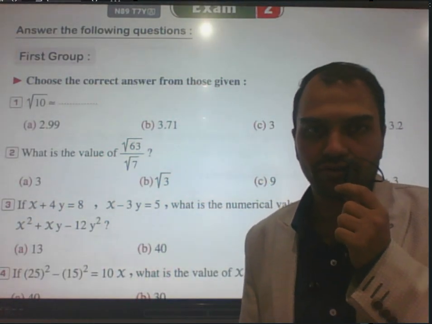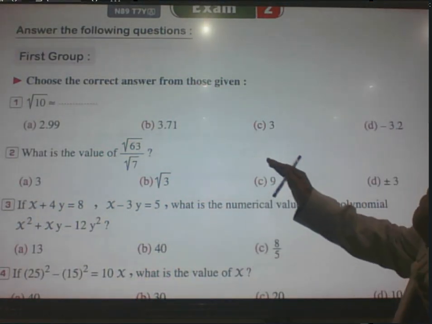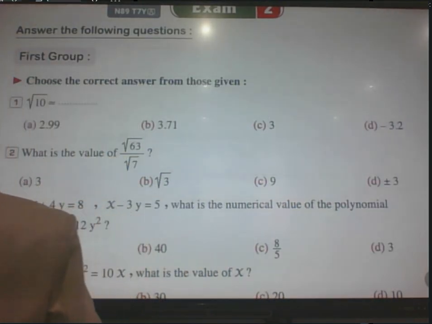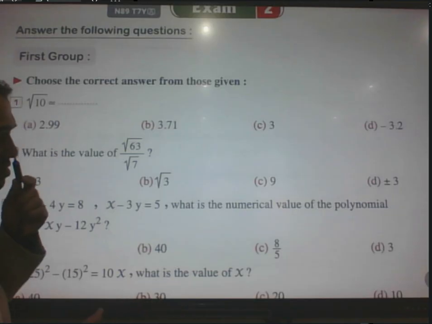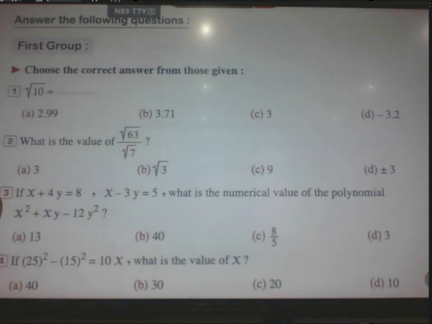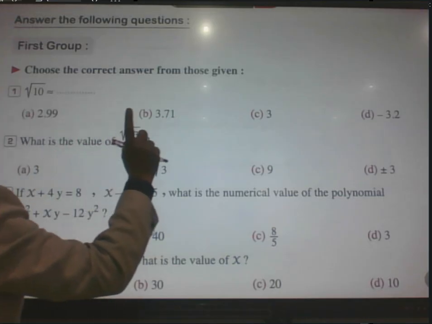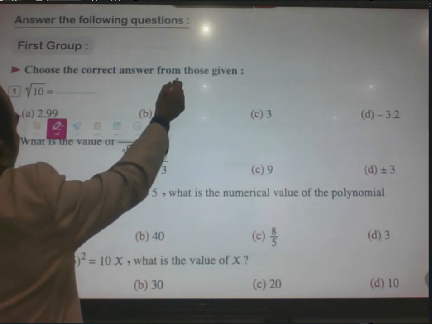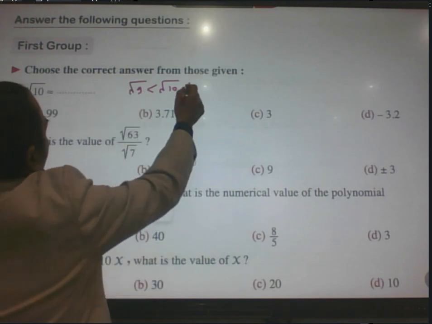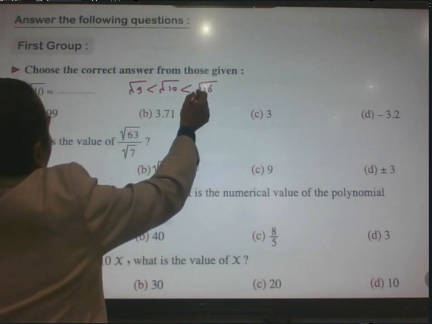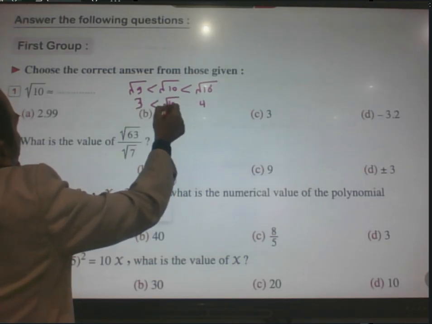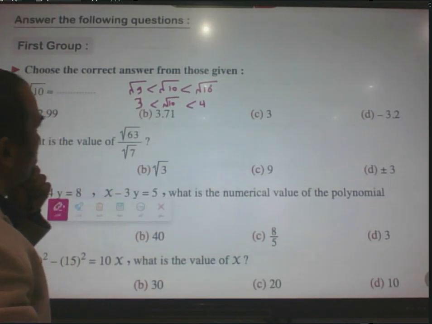First question here, square root of 10. Approximating, it will be what? We can use calculator to find the answer, square root of 10. Okay? And then find the answer. We know square root of 10 lies between, look at here, square root of 9 and square root of 16. Square root of 10 is greater than square root of 9 and less than square root of 16, so it lies between 3 and 4.